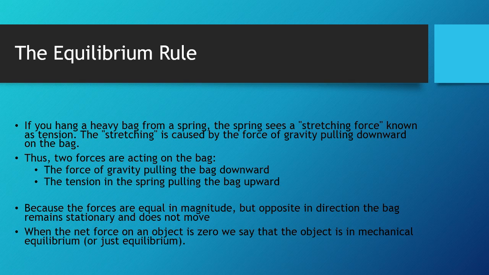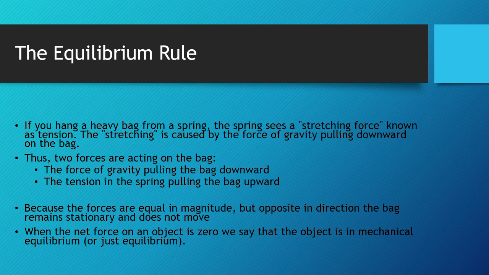And there's some amount of tension in the spring or in the string or the rope or whatever it is that you used to tie up the heavy bag. In that case, there are two forces acting on that particular bag, even though it's not moving. The first force is gravity, which is pulling that bag downward, and then there's tension in the spring that's holding the bag upward.